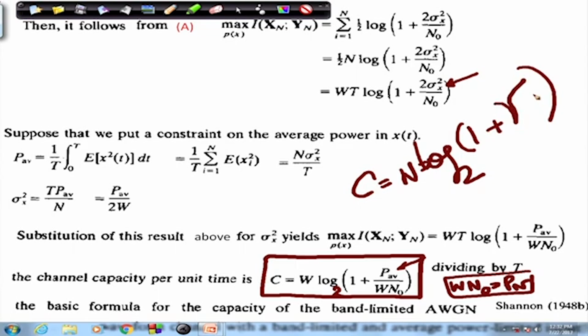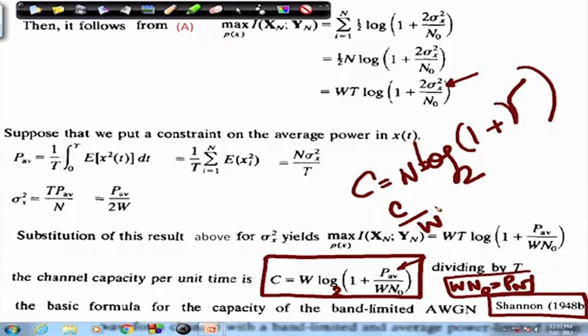Finally, this is the famous result which Shannon gave us. We will use this as a benchmark. What we have not discussed is, if we are given a certain transmit power and we know the power spectral density, given the bandwidth, we can calculate the noise power as n naught multiplied by W, that is the total noise power.